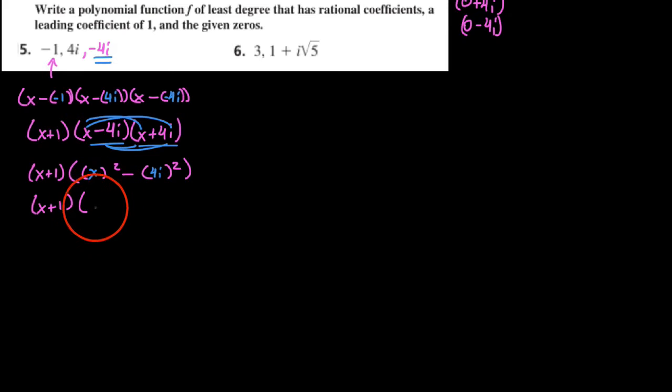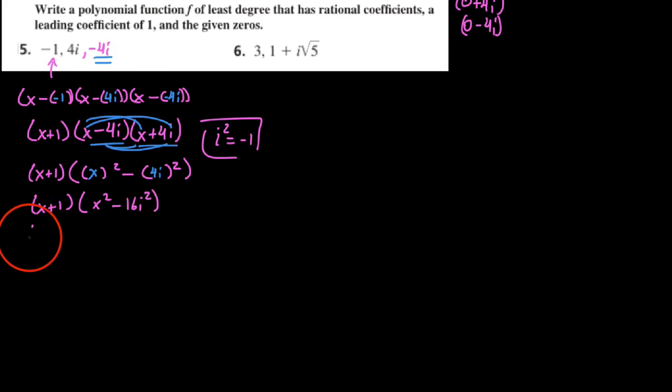We get x squared is just x squared. Negative 4i squared, well, we have to do the exponent first. So 4i times 4i is 16i squared. And with this i squared, remember that i squared equals negative 1. So what we really have here is x plus 1 times x squared minus 16 times a negative 1, or in other words, x plus 1 times x squared plus 16.